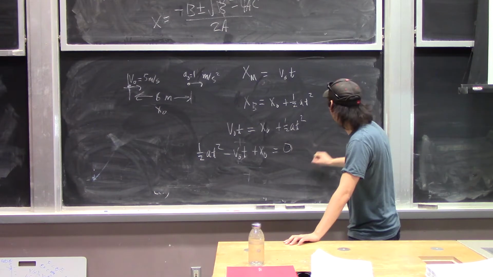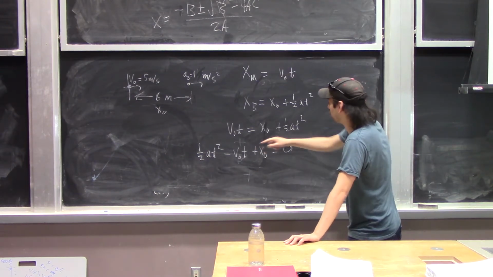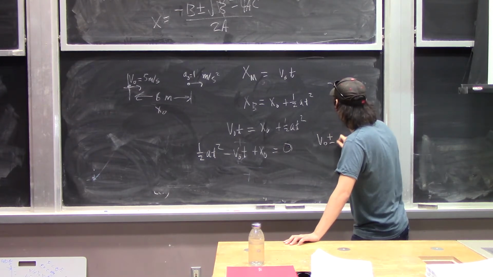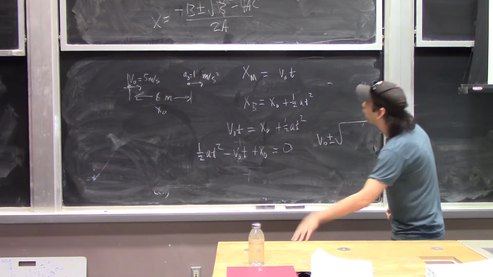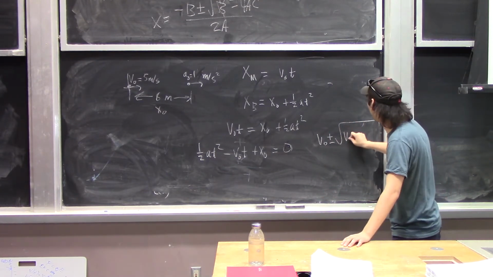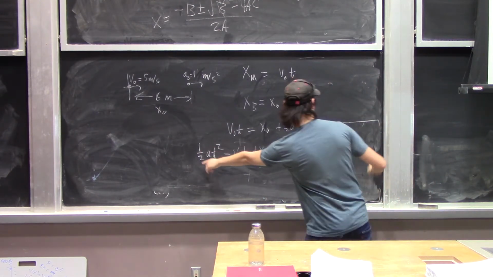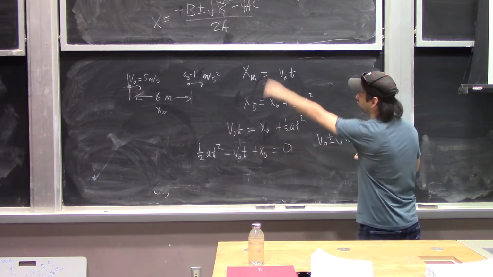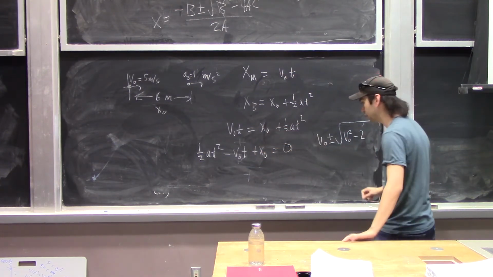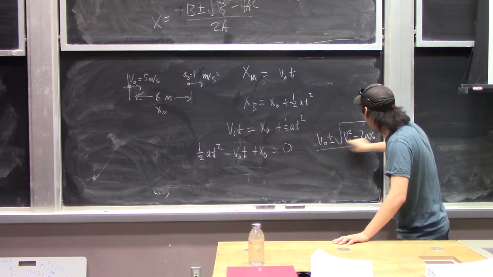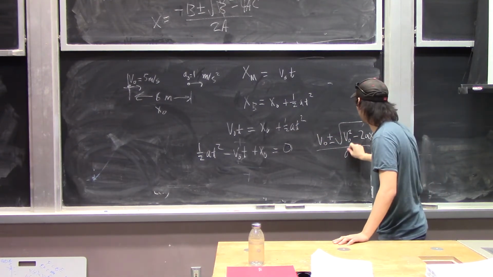So this is going to be negative b, which is minus minus v0, so v0, plus or minus the square root of v0 squared minus 4ac. This gives me minus 2, because the 4 cancels into the half, times a times x0, divided by 2a, which is just going to be a.